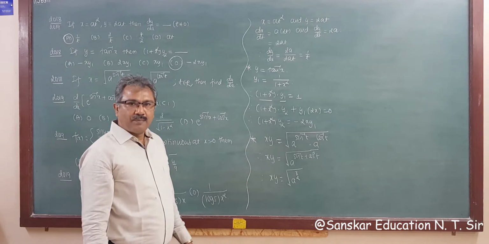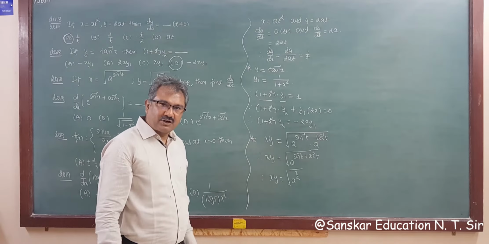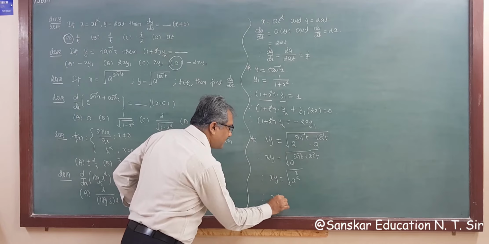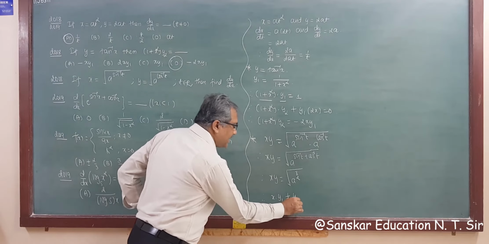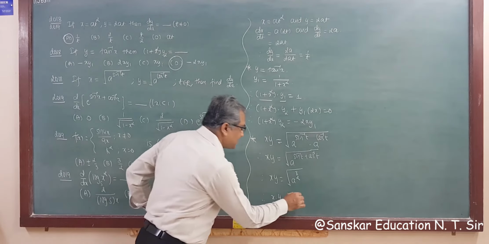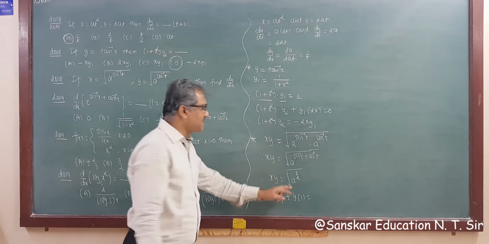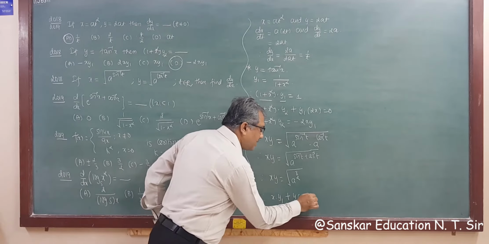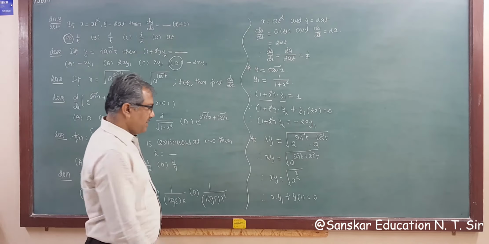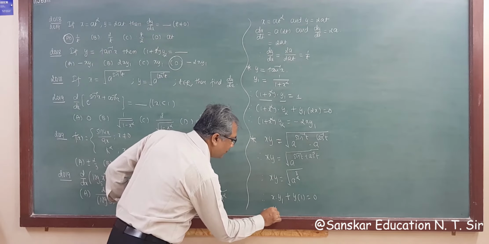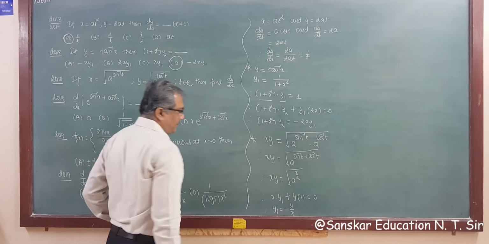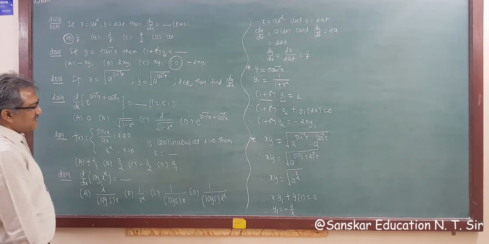a raised to pi by 2. Now differentiate this with respect to x. x as it is, derivative of y is y1, plus y as it is, and derivative of x is 1, and is equal to, a raised to pi by 2 is constant, so derivative is 0. So y1 is equal to, we get finally, minus y upon x. y1 is equal to minus y upon x.